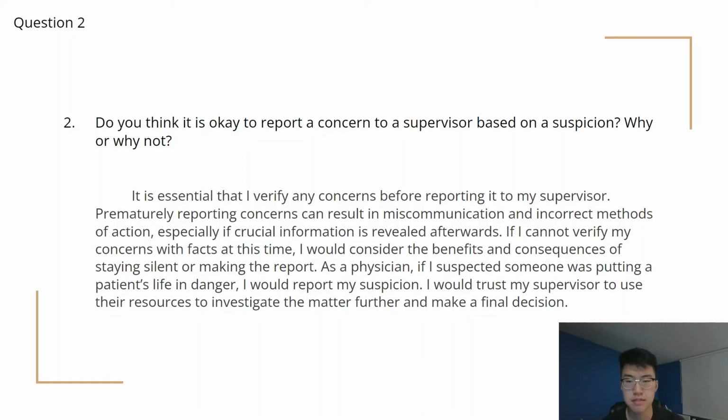Now, as a physician, if I suspected someone was putting a patient's life in danger, for example, I would report my suspicion right away, and I wouldn't necessarily consider the benefits and doubts. I would trust my supervisor to use their resources to investigate the matter further and make a final decision. So, based on this answer, the response that we wrote addresses the difficulty of dealing with ambiguity, which occurs in the medical field quite often.